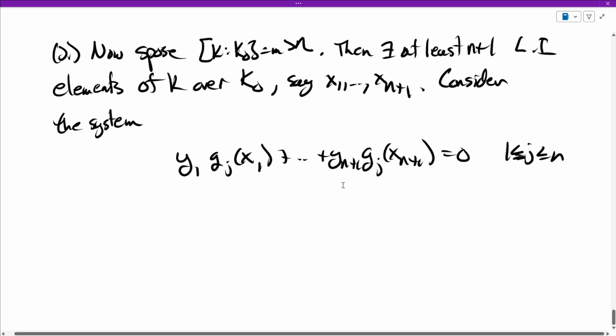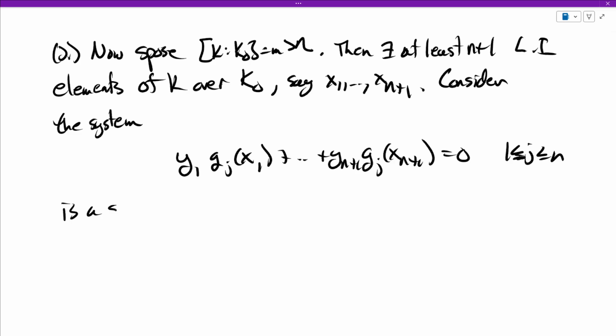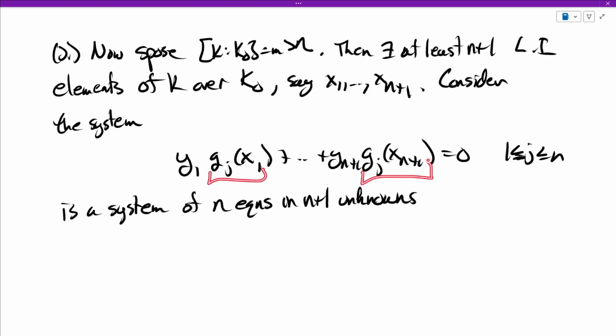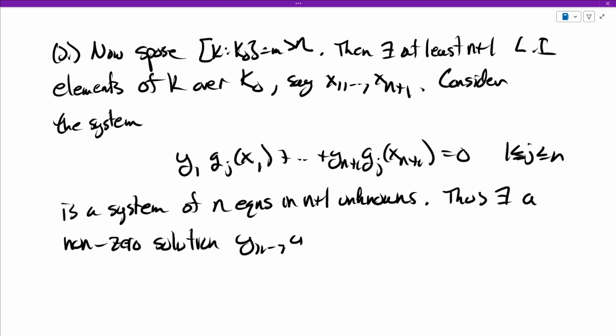And so what do we have here? Well, it's a system of n equations in n plus 1 unknowns, because these guys are just constants. They're elements of k, so we have n plus 1 unknowns, and we have n equations. So it's an underdetermined system, so there exists a non-zero solution y1 all the way up to yn plus 1 in k. So we have some non-zero combination of the gj of xi's such that when we do the corresponding linear combination, we get 0.